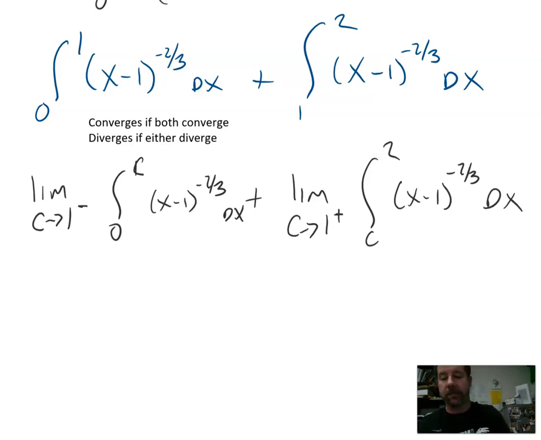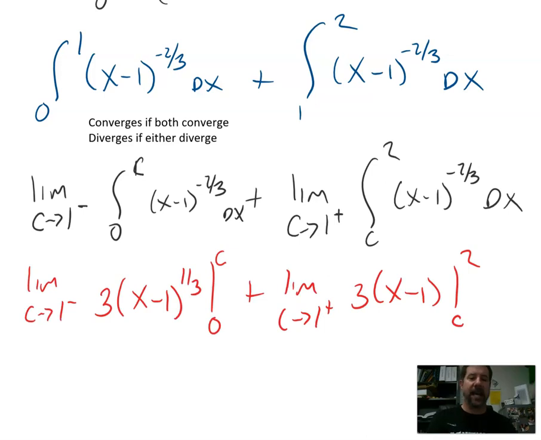So now when I integrate this, again, add 1 to the exponent, it becomes to the 1/3, divided by that power. Because it's x minus 1, I don't have to worry about any chain rule, so I don't really have to use u-substitution. So I get 3 times (x minus 1) to the 1/3, evaluated from c to 0, and 3 times (x minus 1) to the 1/3, evaluated from c to 2. All right, and now I'm going to go ahead and use the fundamental theorem.